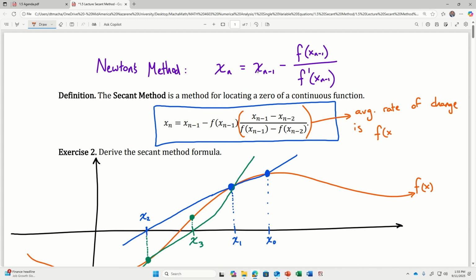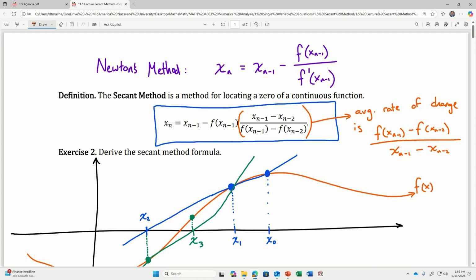And so the average rate of change between the n-1 iterate and the n-2 iterate would be this. So if I multiply by the reciprocal, it's the same thing as dividing by the average rate of change. And so this is like an approximation to Newton's method. This is saying I can't really do Newton's method because for some reason I can't take a derivative. But even without taking a derivative, I can still get an approximation to Newton's method. And this is what we call the secant method. Any questions?